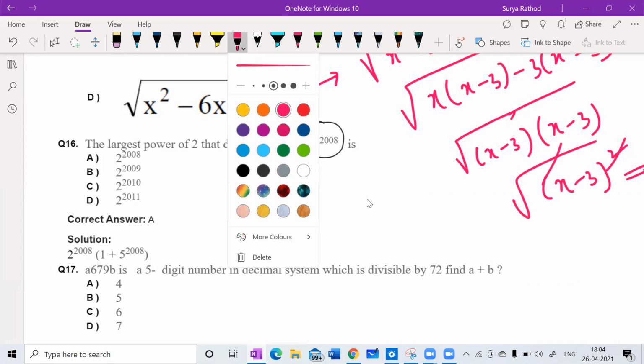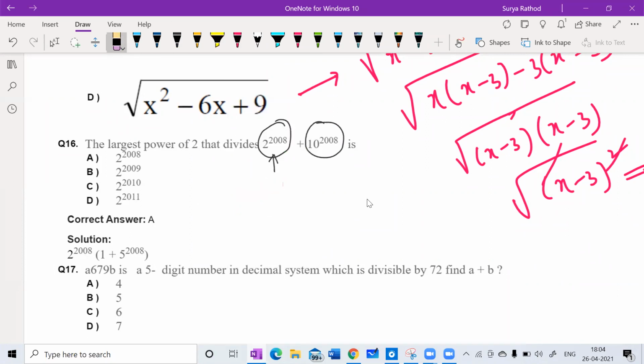Let me decrease the font size. It is so thick. How can I write this? 2 power 2008 as it is, plus... Or else we'll write like this: 2 power 2008 into 5 power 2008. All right. Now 2 5s are 10. The powers are same. Can I write like this?